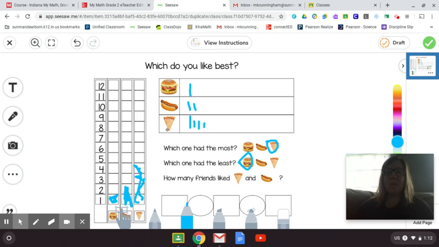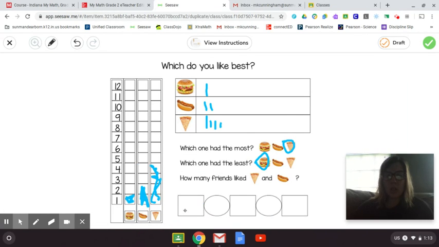How many friends liked pizza and hot dogs? So this is set up for you to make, so I'm going to hide the tools, to make your addition sentence. So how many friends like pizza? 1, 2, 3, 4. So I'm going to write 4 here. Plus hot dogs. I had 2 people like hot dogs, so I'm going to write my 2 here, equal sign here, answer here. Okay? 4 plus 2 equals 6.